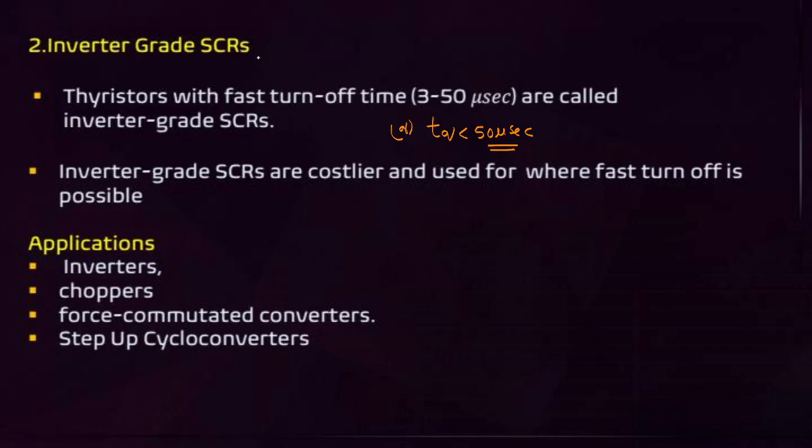The next one is inverter grade SCR. The SCRs which have a fast turn off time, very little turn off time, are called inverter grade SCRs. For those SCRs, the turn off time is 3 to 50 microseconds. That is, the SCRs which have a turn off time of less than 50 microseconds. That is inverter grade SCR.